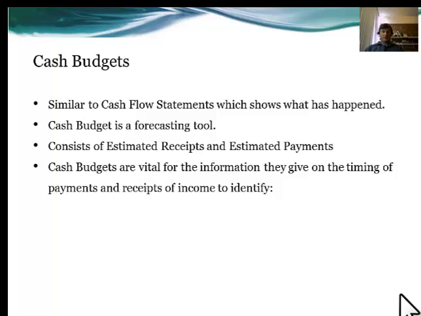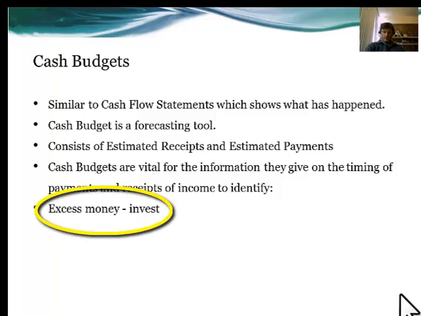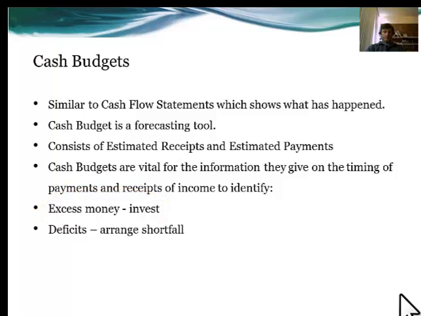Now, cash budgets are vital for the information they give on the timing of payments and the receipts of income, which will be there to identify when we have excess money to invest. This is important, so we put our money to work. Commonly, if you leave money in your normal check account, your operating account, the business might only get, say, 1% or less than 1% interest. So put it to work, put it in a term deposit, buy a new asset, or do something else with it where you can get more income from it.